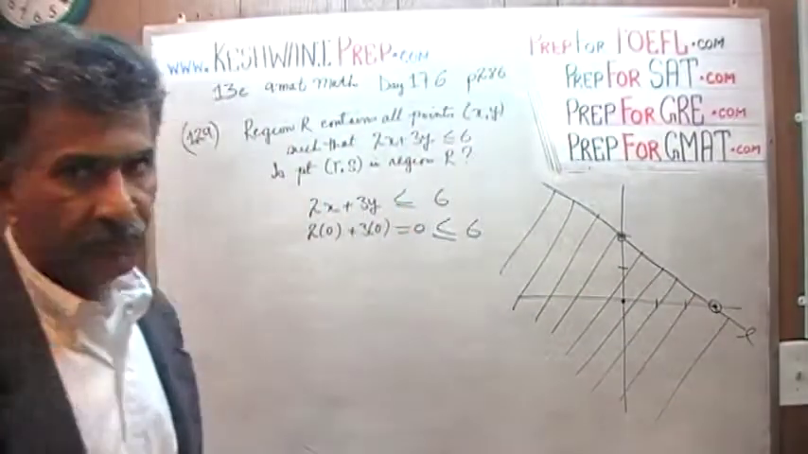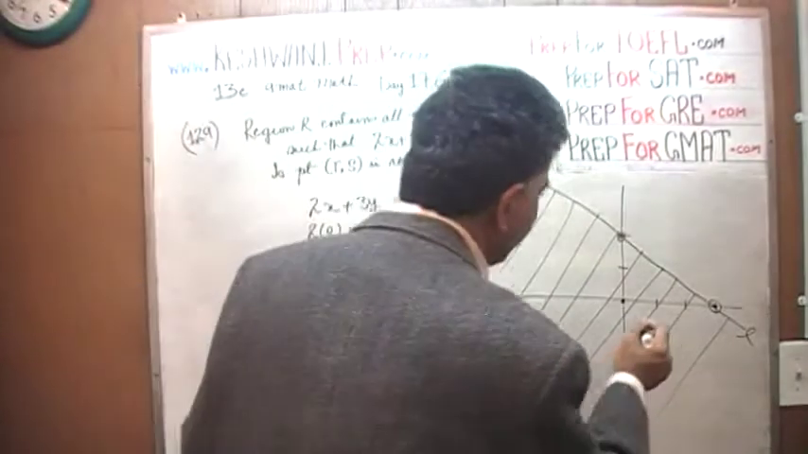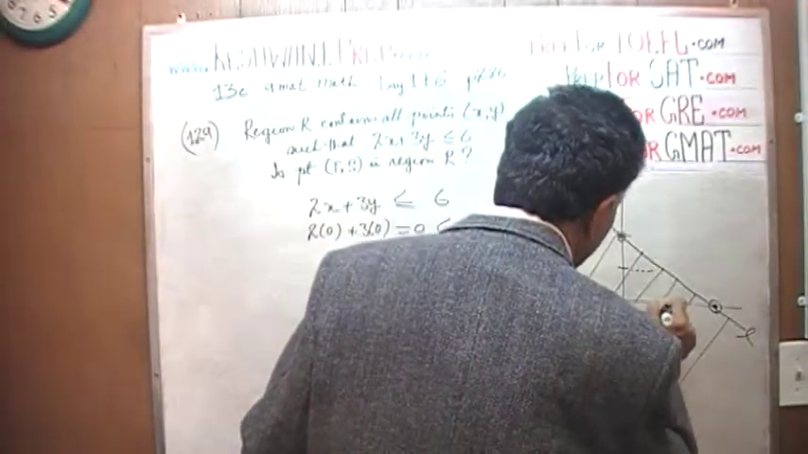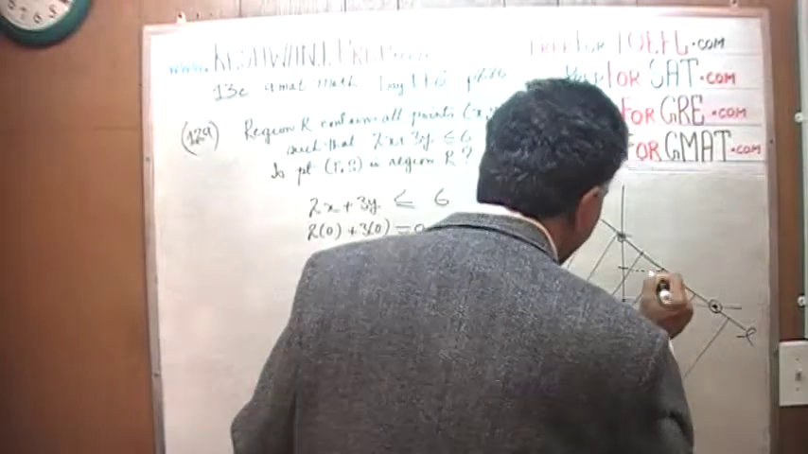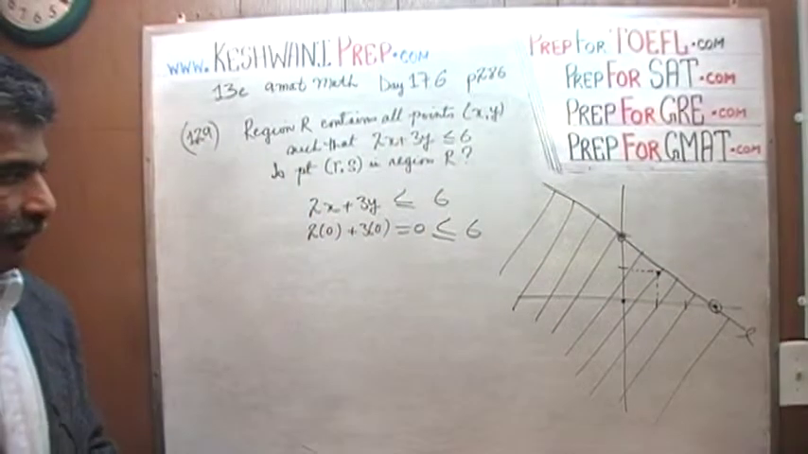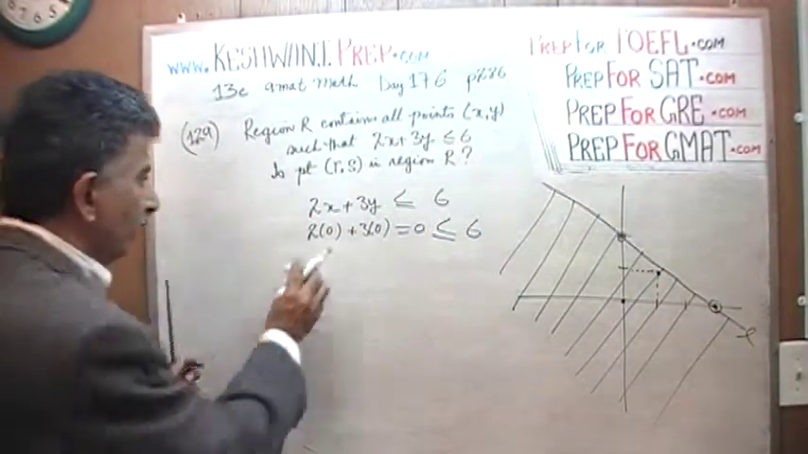But we didn't have to pick origin. We could have picked any point. For example, we can clearly see by visual inspection that 1, 1 lies in this region. We could have picked 1, 1 to show here.